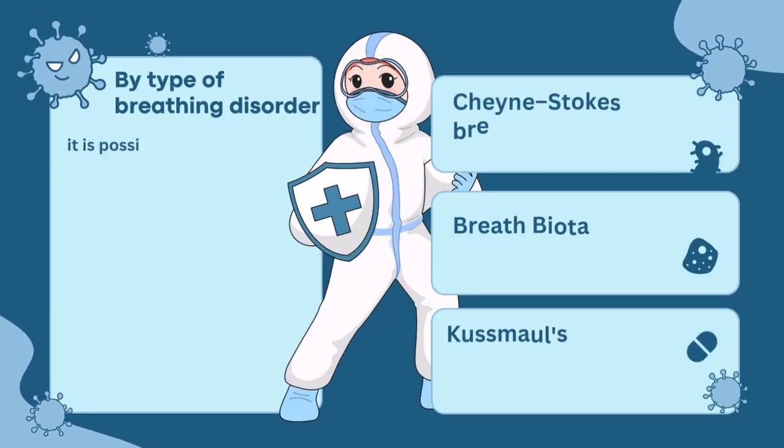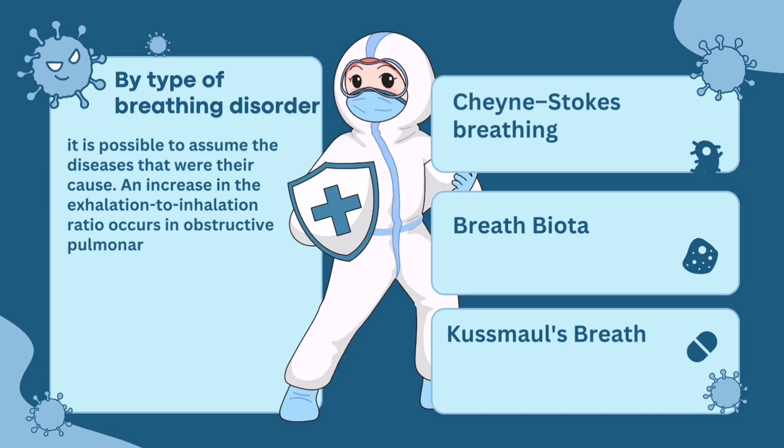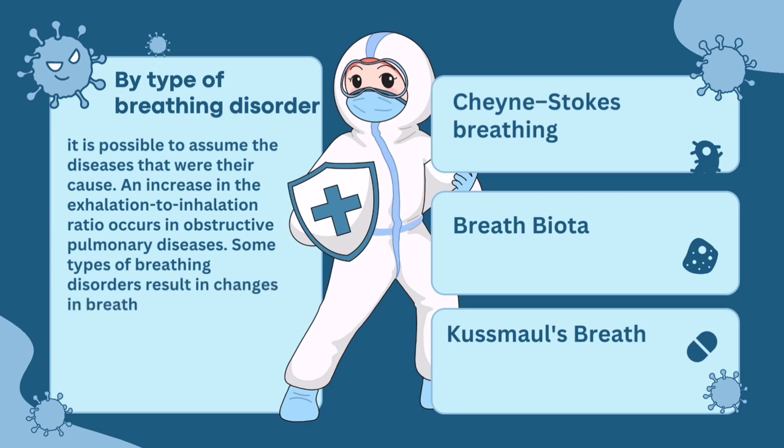By type of breathing disorder, it's possible to assume the disease that way they occur. An increase in the exhalation to inhalation ratio occurs in obstructive pulmonary disease. Some types of breathing disorders result in a change in breathing rate, so the respiratory rate should be counted over 1 minute, and we have several types.